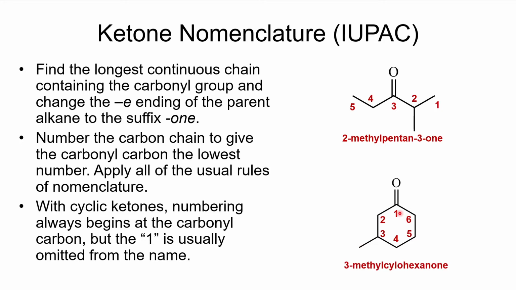Now you'll notice that we don't put a 1 for the -one because it's implied to be 1. If it's cyclohexanone, it's implied to be at position 1. If you get a diketone, you would number them. So like if you have a dione, you would number it.